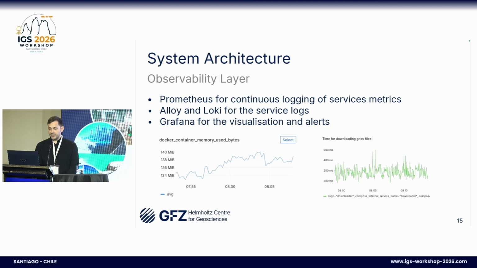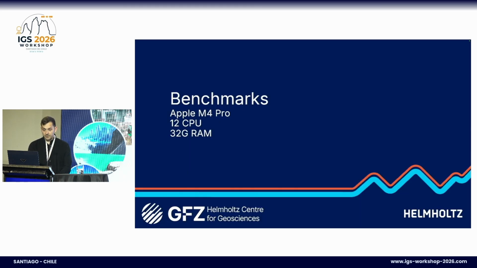And the last point that I want to mention is we have a lot of microservices running in the background. So to ensure that they are all running smoothly and not causing any trouble, you need an observability layer. So we use Prometheus for continuous logging of the service metrics, Alloy and Loki for the service logs, and we use Grafana for the visualization and for the alerting system, just to mention.